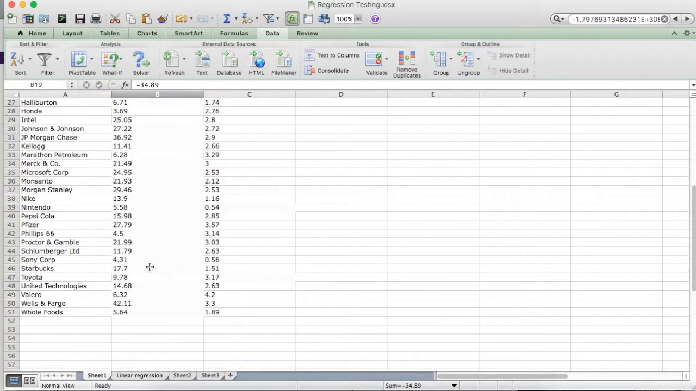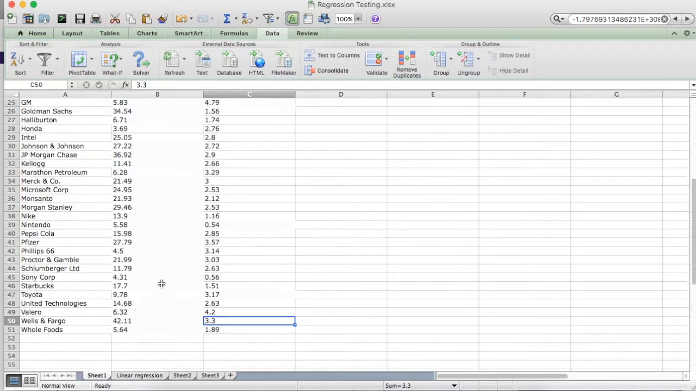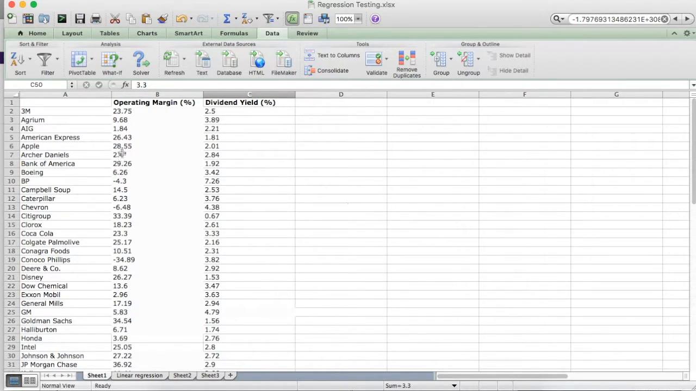We also look at other companies within other industries. It's not necessarily a tangible good, but Wells Fargo, these banking companies, 42.11% operating margin, but still kind of, considering our sample, towards the high of the middle end of the road spectrum, 3.3% dividend yield. A couple of the other companies within banking, American Express, 26.43% operating margin and a 1.81% dividend yield.